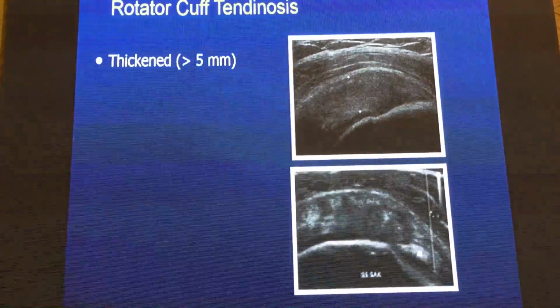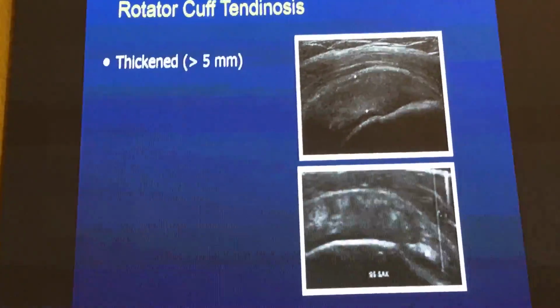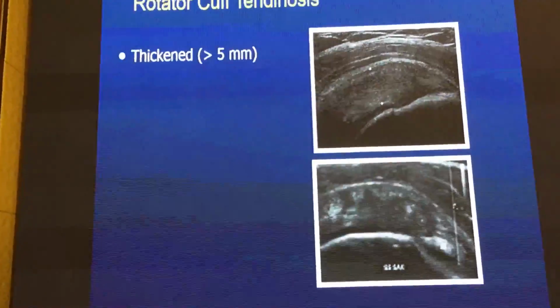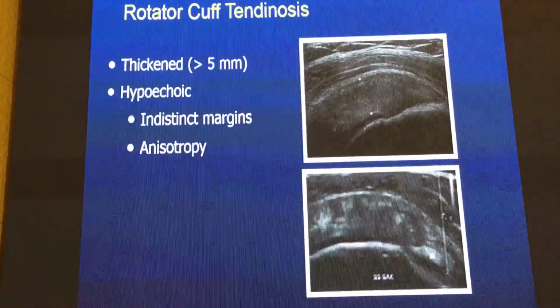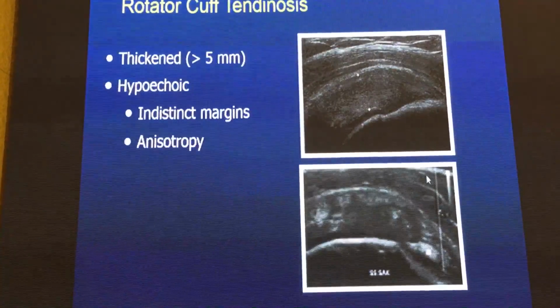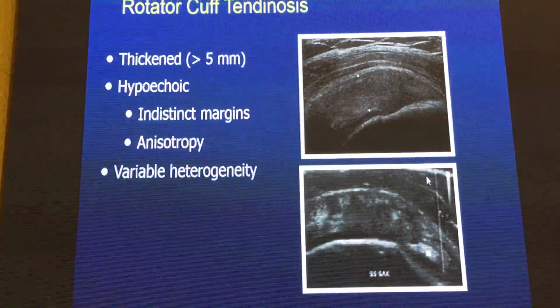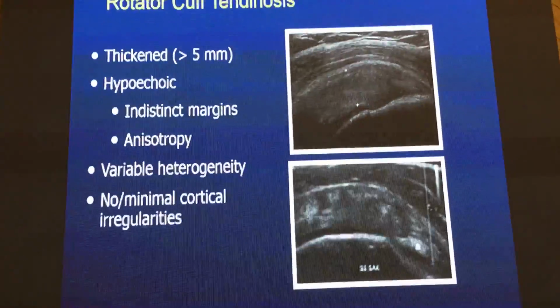Tendinosis, I talked about this before. Normally the tendon should be hyperechoic and fibrillar. It should be less than 5 millimeters thick. Now, if it's thickened, so greater than 5 millimeters, hypoechoic, so it has relatively indistinct margins, it's dark, it doesn't have the normal fibrillar texture, it's more heterogeneous, all of that is suggestive of tendinopathy.